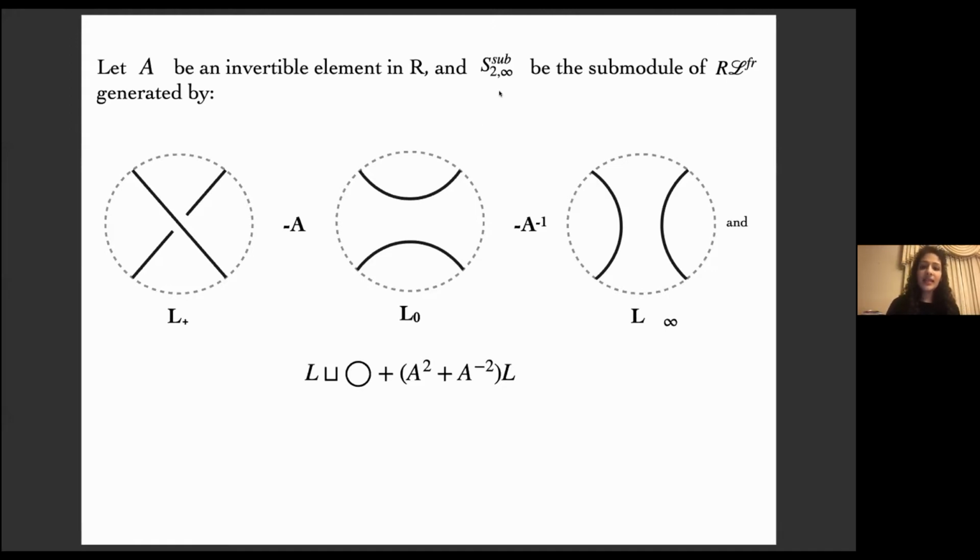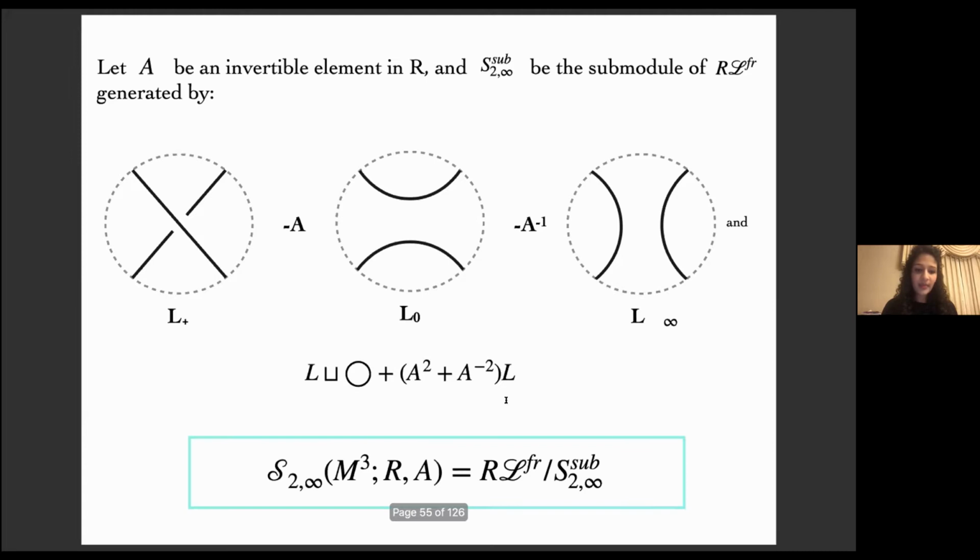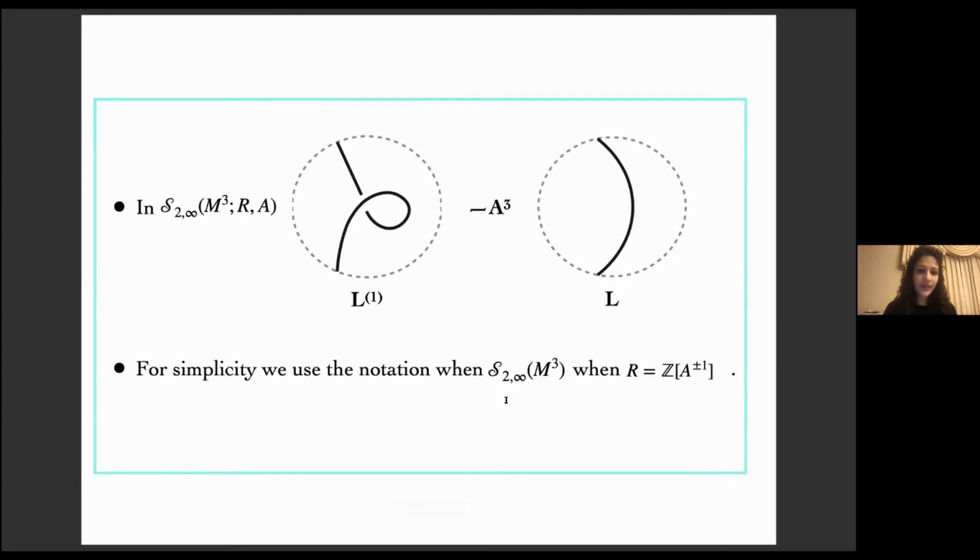And then you consider the submodule generated by the Kauffman bracket Skein relation, L minus A L naught minus A inverse L infinity, and the trivial component relation. Then you mod out by the submodule. The resulting structure that you get is what's known as the Kauffman bracket Skein module, which we denote by S2 comma infinity. So some remarks are in order.